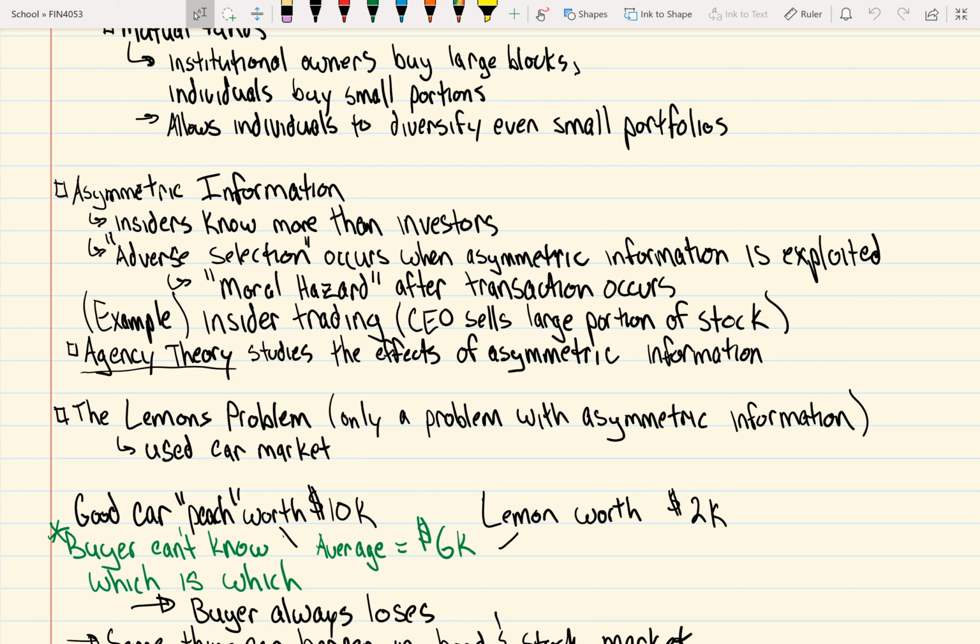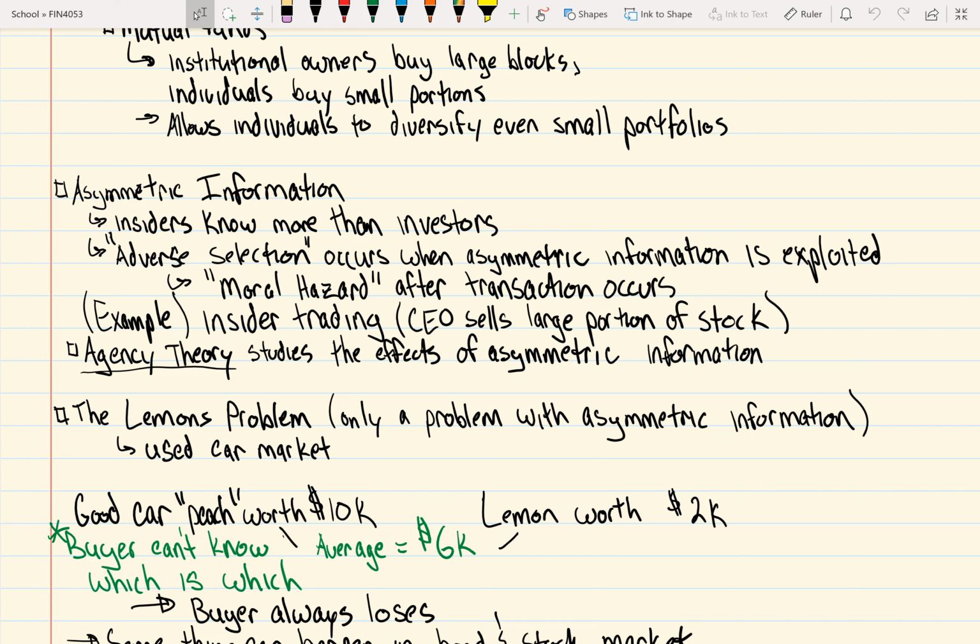So this can lead to something called adverse selection. This occurs before a transaction, and it occurs when asymmetric information is exploited. And then they define the moral hazard part as after that transaction occurred. But it's all due to this asymmetric information. Adverse selection and moral hazard are the idea that the insider is exploiting the fact that there is information asymmetry. So think about insider trading.